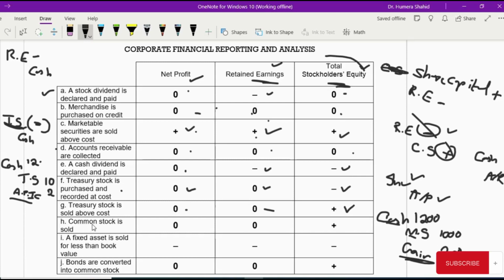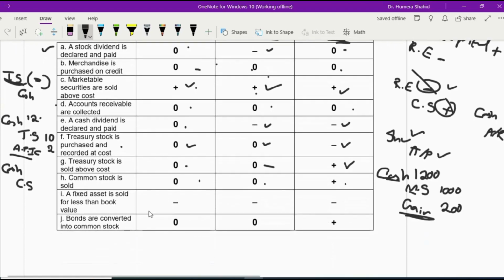Point number H, common stock is sold. When you sell the common stock, you get cash and common stock gets credit. So profit is not going to be affected, retained earnings is not going to be affected, but yes, equity will increase because of common stock.